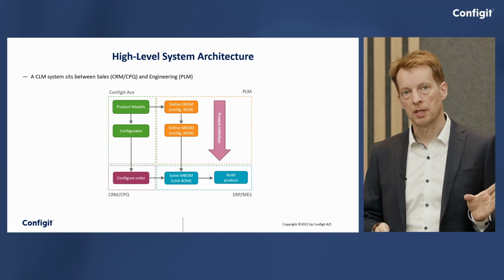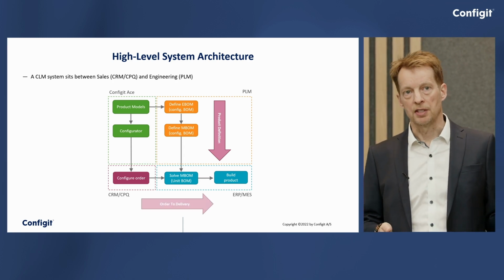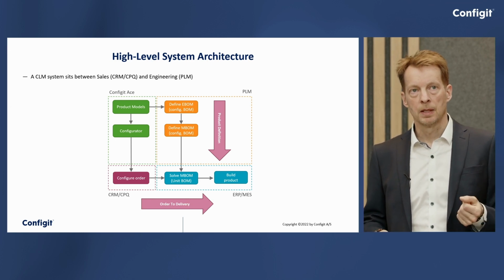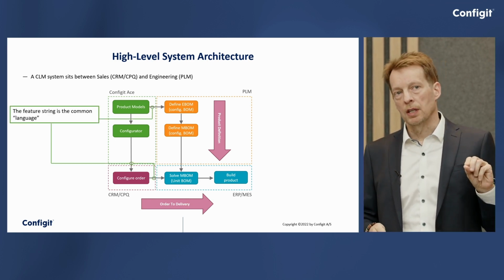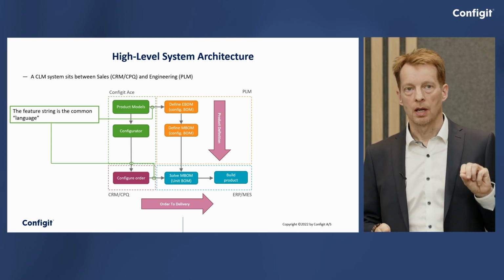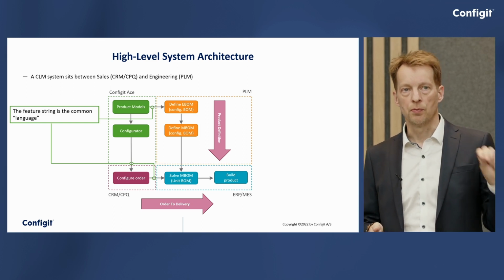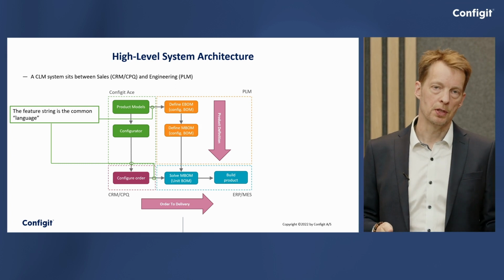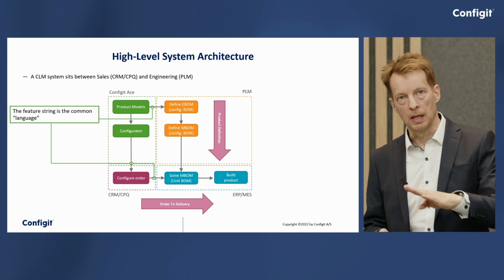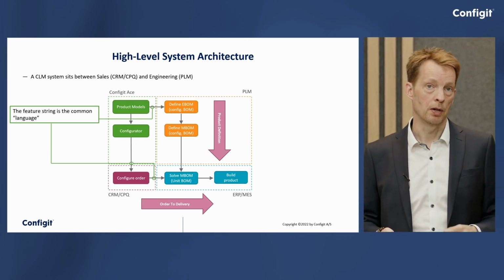There are two key processes in this diagram. There's the engineering process, the product definition, and there's the more transactional process, which is the order to delivery process. The key point here is that the language that these integrations are using are all features. They are not parts. So when you configure the product, you're configuring based on features, not on parts. When you synchronize the information to the PLM system, it's all about what are the combinations of features that we will allow on a particular product.